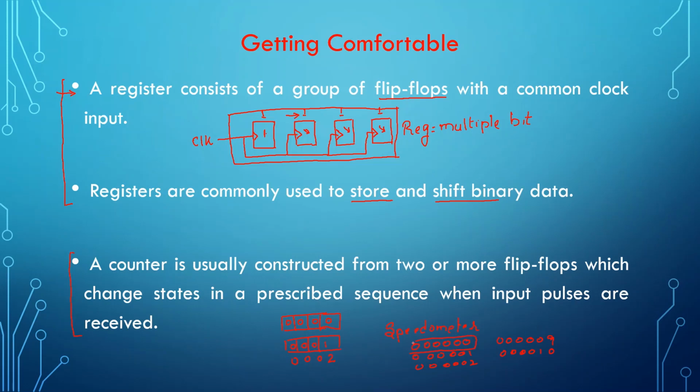So if you can check here, this is your first flip-flop, second one, third one, fourth one, fifth one, and sixth one. You can connect your flip-flops either to store the data, or you can connect your flip-flops to count the sequence that happens. So this is what the topic is all about. You need to look in detail with respect to this.